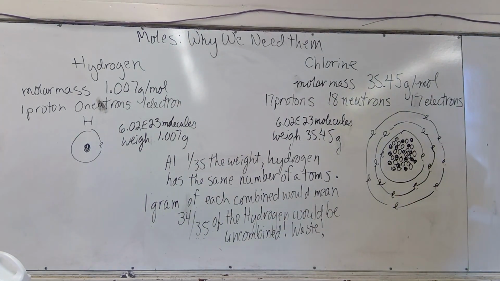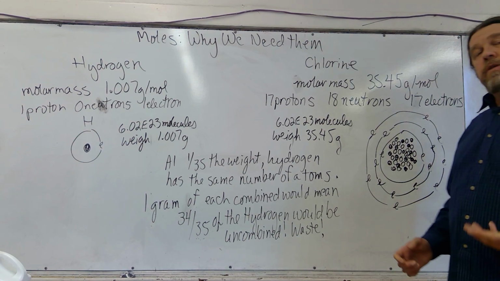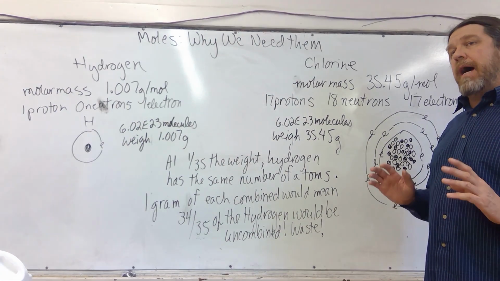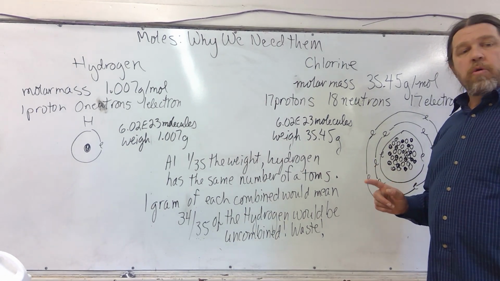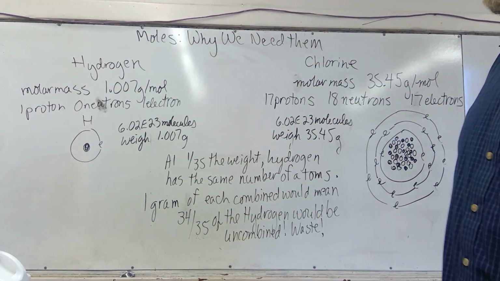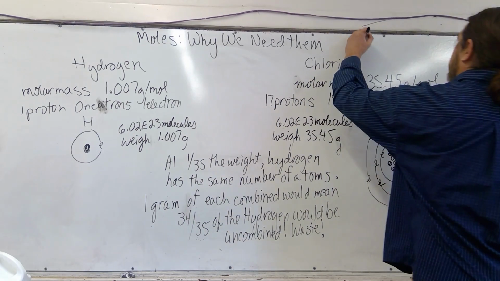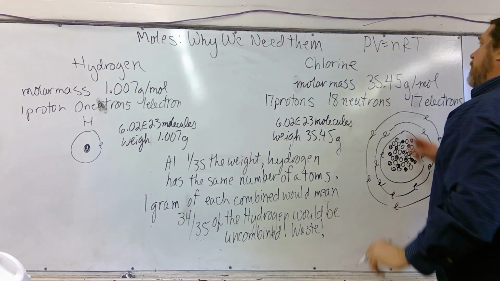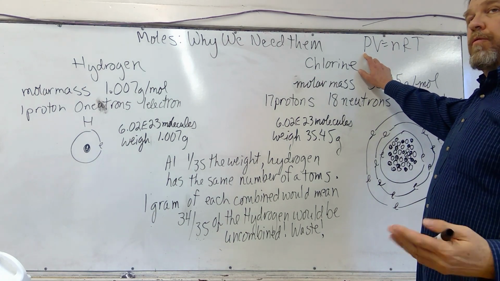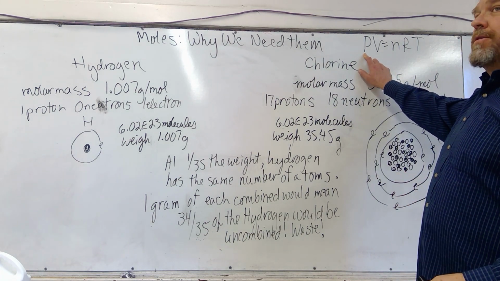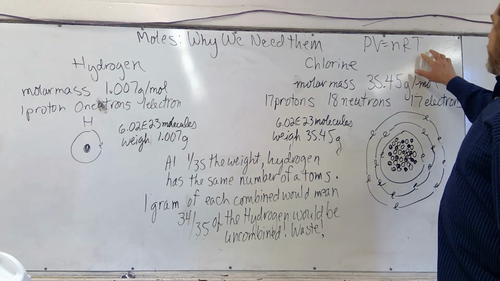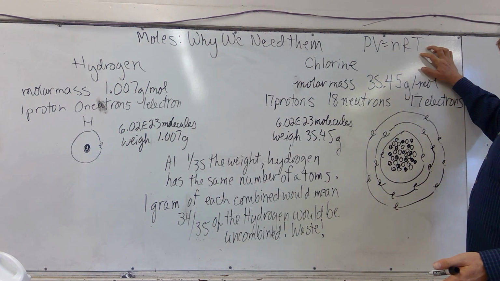This week, as we get into measuring the behavior of gases, we talk about the ideal gas law, which is the expression PV equals nRT. And we've learned that P is short for pressure, in kilopascals or atmospheres, V is volume in liters, and temperature is always in kelvins.